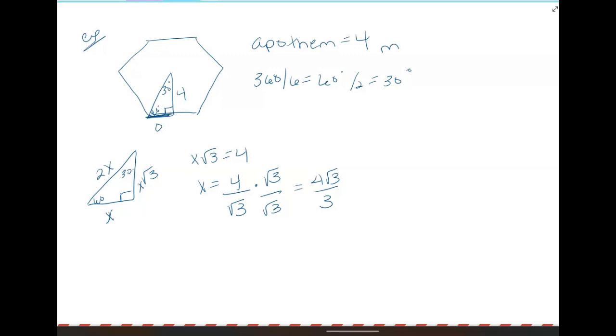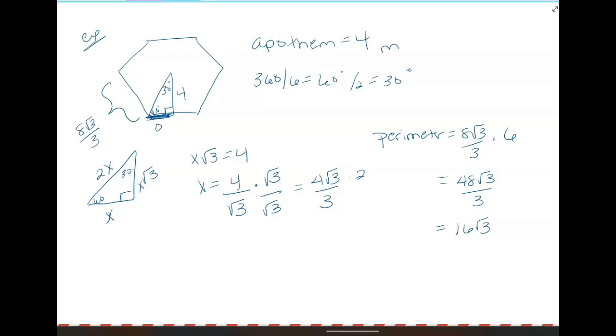Okay, remember that this x is half of the side length. Now I need to double that for my side length. So if I multiply this times 2, I'm going to get 8 root 3 over 3. And then in order for me to get my perimeter, I'm going to take 8 root 3 over 3, and I'm going to multiply that times 6. And then I'm going to get 48 root 3 over 3. But 48 is divisible by 3, you get 16. So this is 16 root 3. That's the perimeter. And now we're ready.